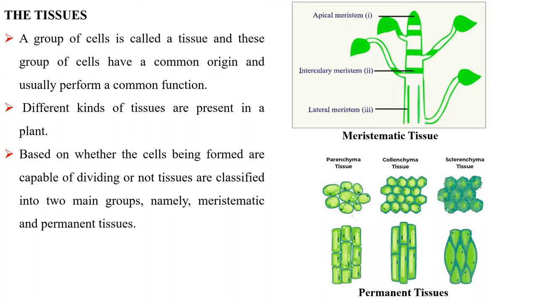The tissues. A group of cells is called a tissue, and these group of cells have a common origin and usually perform a common function. Different kinds of tissues are present in a plant. Based on whether the cells being formed are capable of dividing or not, tissues are classified into two main groups, namely meristematic and permanent tissues.